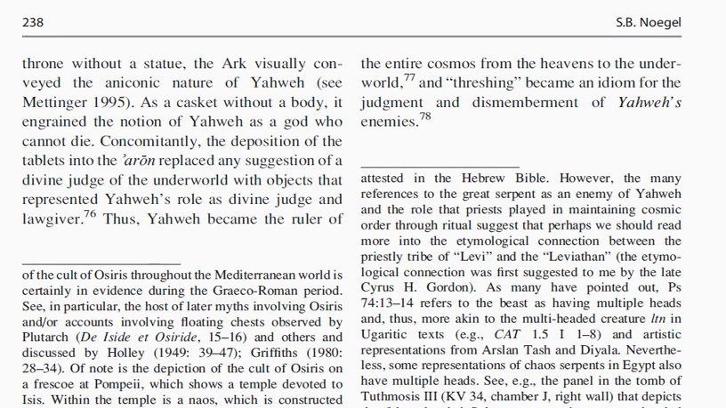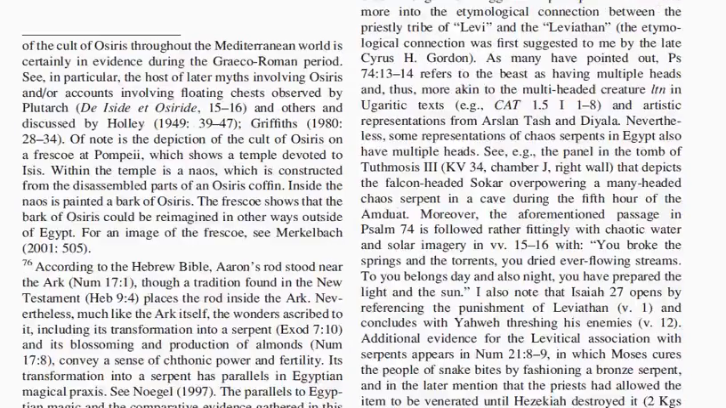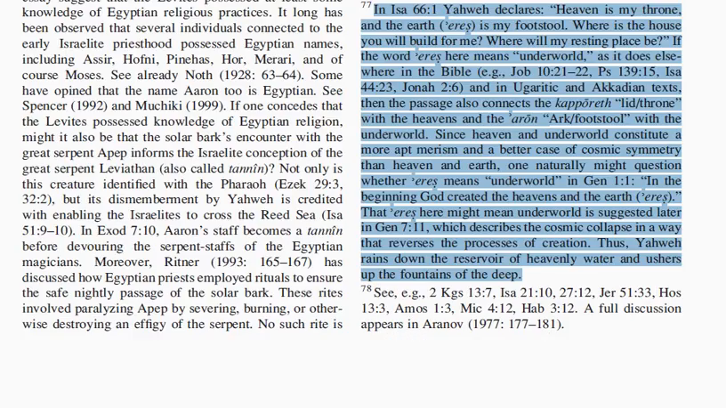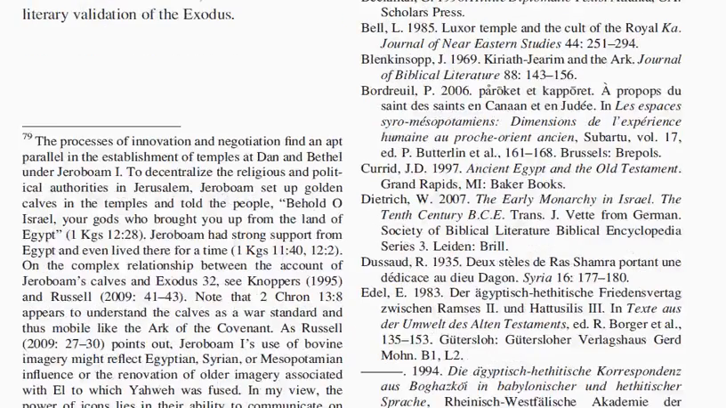And threshing became an idiom for the judgment and dismemberment of Yahweh's enemies. By the time of the early Israelite monarchy, the ark, like the God Yahweh, was perceived as entirely Israelite, though memory of its origins likely remained and required negotiation.